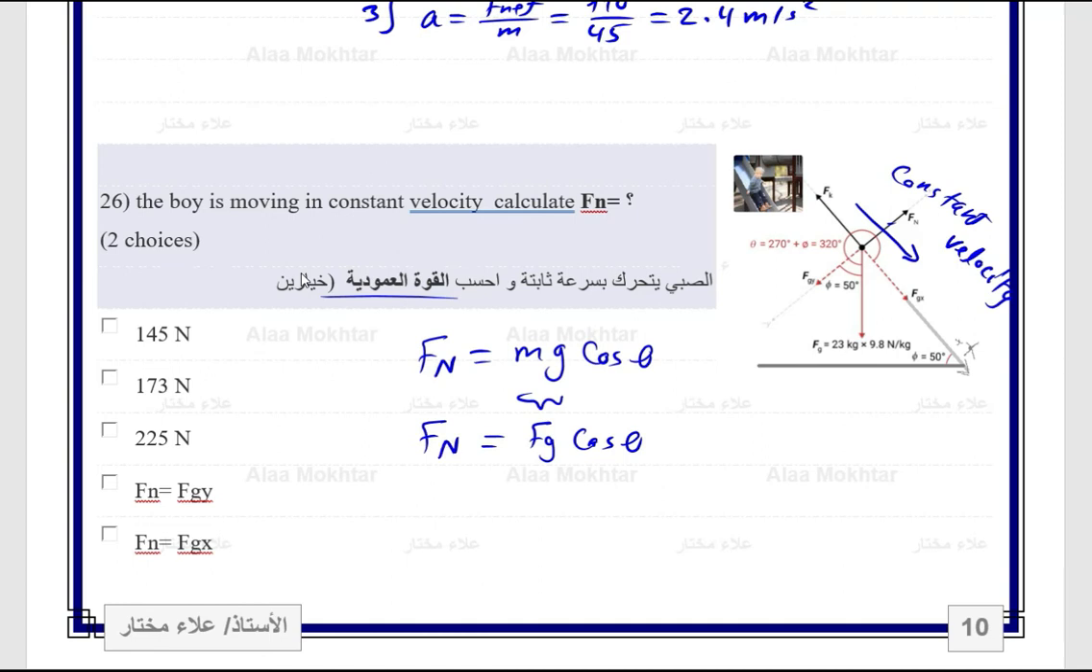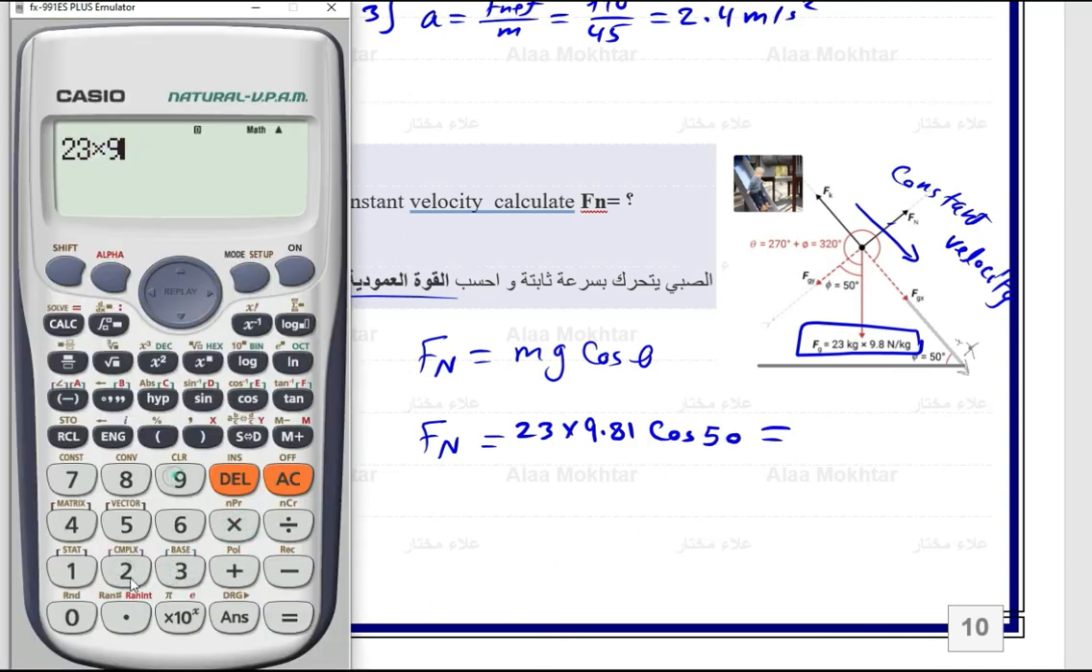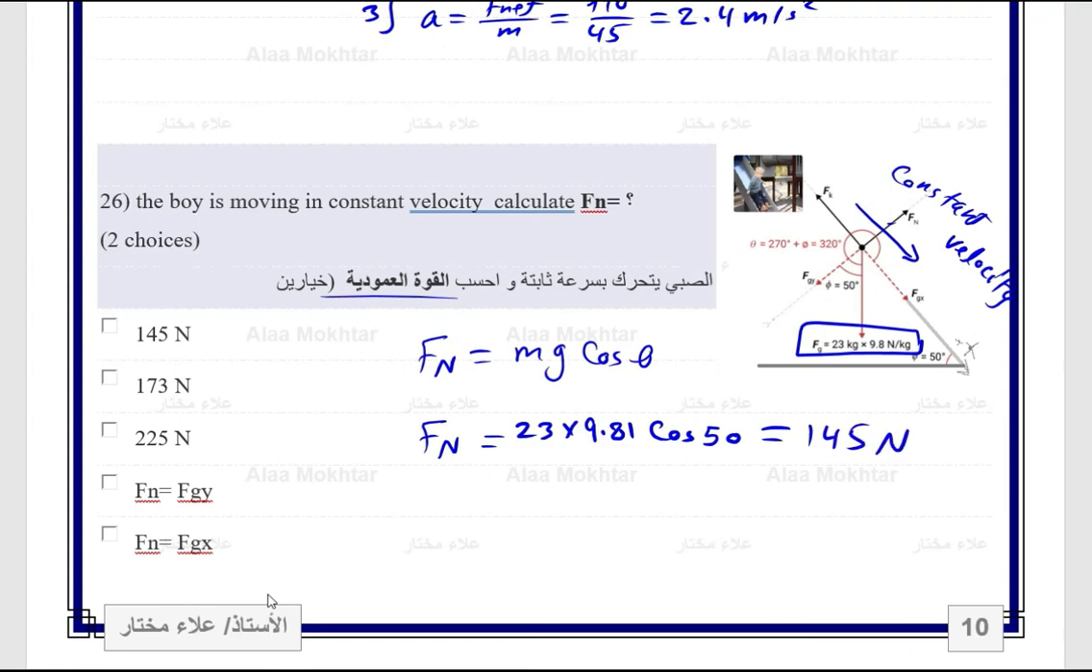From the figure, Fg is mg, written here. I don't know if you see it or not, mg is written in the figure. mg is 23 times 9.81 times cosine 50, which equals 145 Newton. This force equals what? Fn equals Fgy, Fg in the y axis, as you see, this is Fgy.